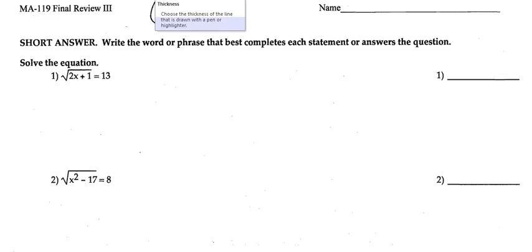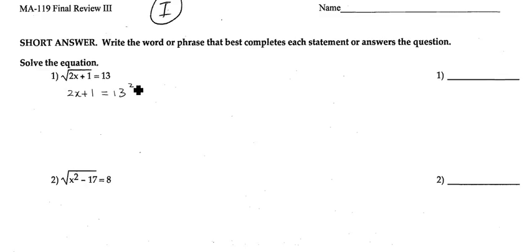Well, you want to move over there and then it will be able to see better. How can we get rid of the radical on the left-hand side? Any suggestions? We can square both sides maybe. So if I square both sides, then what would that become? We will have 2x plus 1 equals 13 squared.